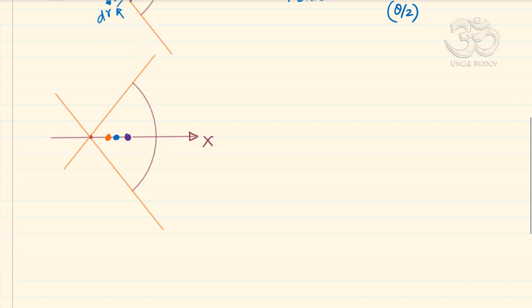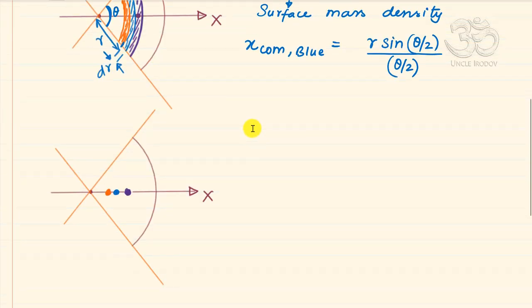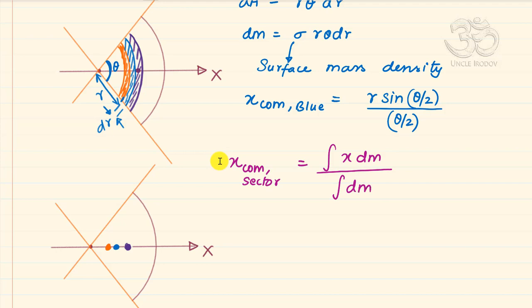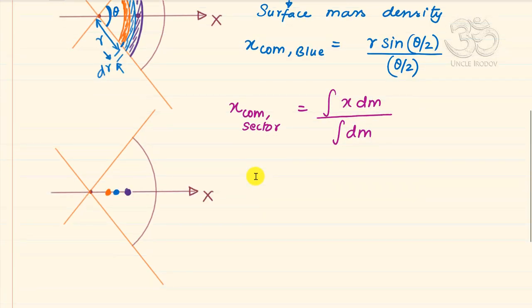So I know that procedure, and so what I'm going to do is, x center of mass for this entire sector is going to be integral of x dm for any such small ring part like the blue part, divided by integral dm, where dm is found here and x for any such random dm is found here. So what will be the numerator?